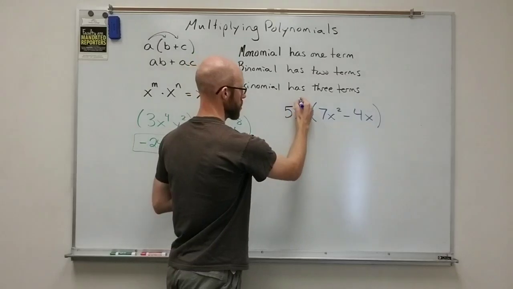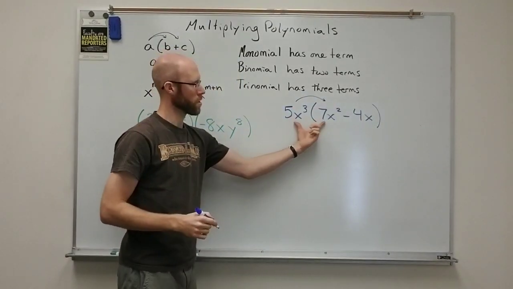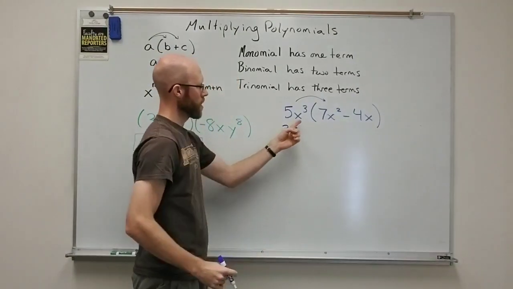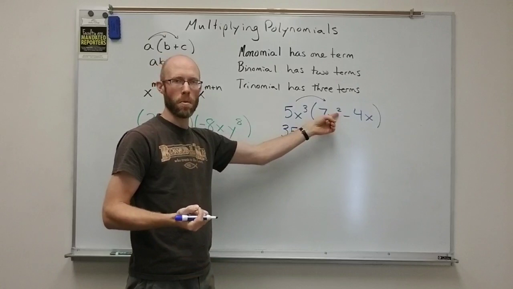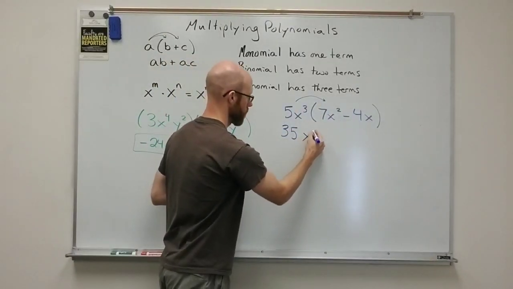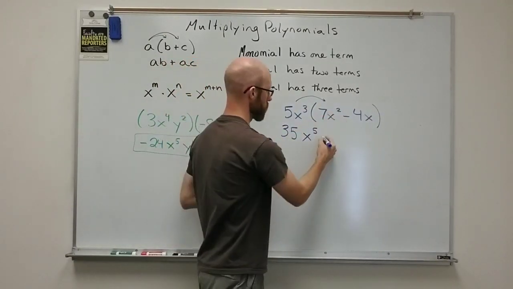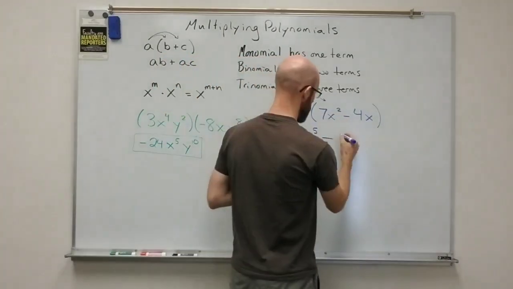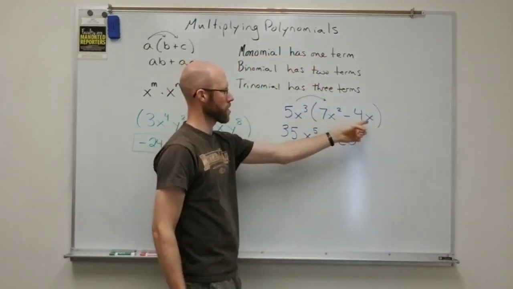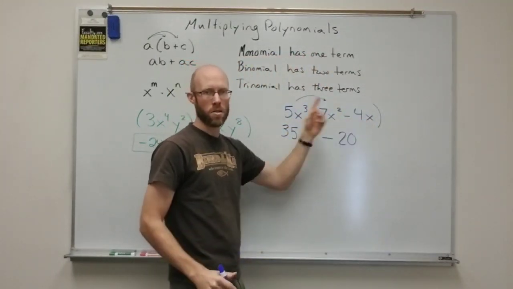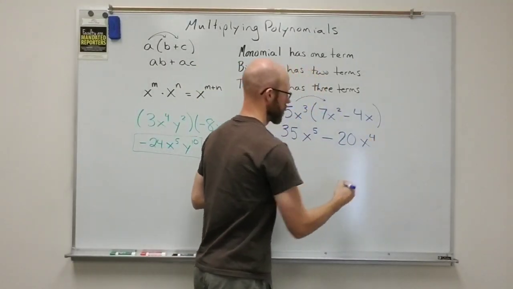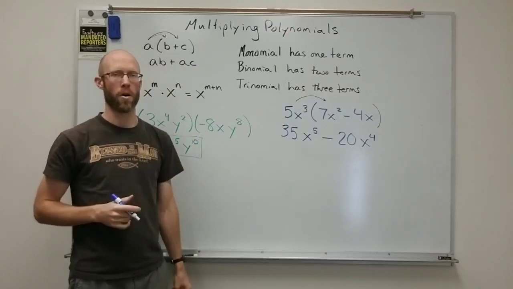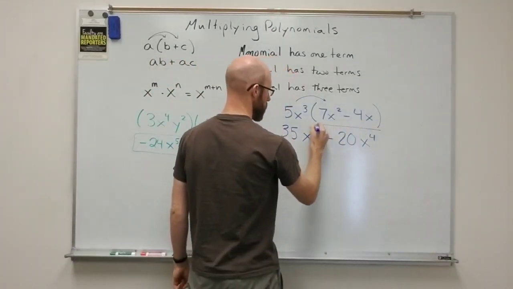So in the first multiplication, 5 times 7 is 35. X to the third, x to the second, add the powers, you get x to the fifth. The minus will come down because my sign on the outside is positive. 5 times 4 is 20. X to the third and x, add the powers, you get x to the fourth. Okay, and that's it. All right, so distributive property, again, adding the powers when you have the same base.